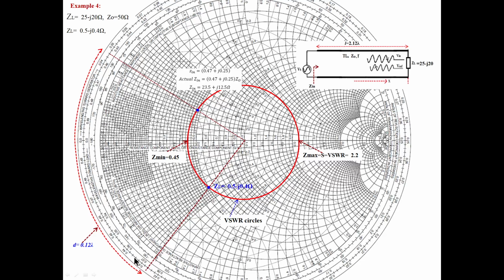From here you count 12 divisions. 12 divisions means 0.12 lambda, because each bigger division here is 0.01 lambda. If you travel 12 divisions, then we will be completing 0.12 lambda. So start from here and go on moving like this. You count 1, 2, 3, 4, 5, 6, 7, 8, 9, 10, 11, 12.